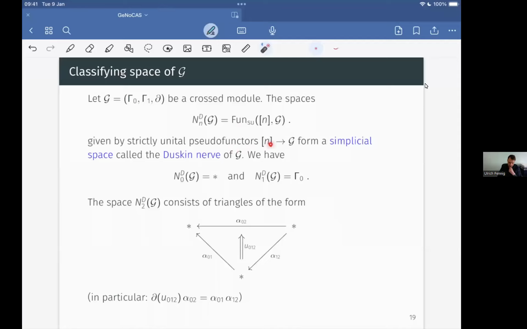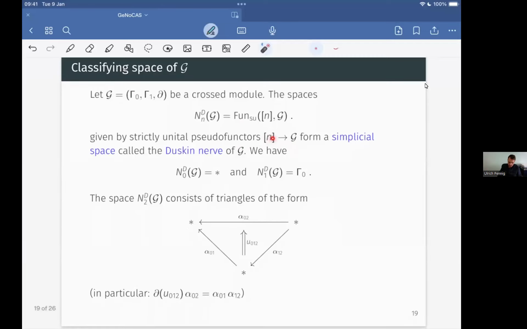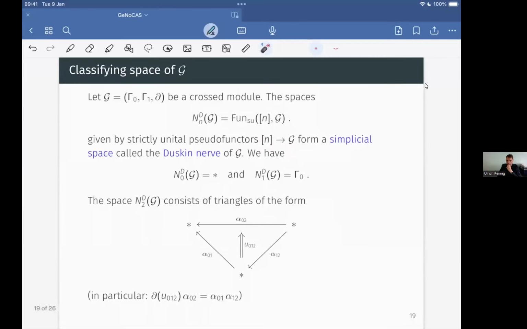So what's the n? The n is a 1 category where I just look at the numbers from 0 to n. And then I have a unique morphism between k and l if k is less than or equal to l. So that's this category. From 0 to n or from 1 to n? That's from 0 to n. Yes, thank you. That's important. Yes, from 0 to n. Right, but yes, the rest was okay. And then I have this 2 category associated to this cross module.